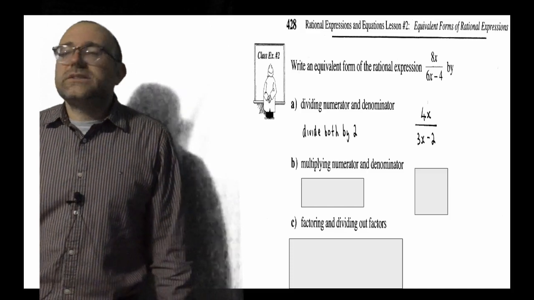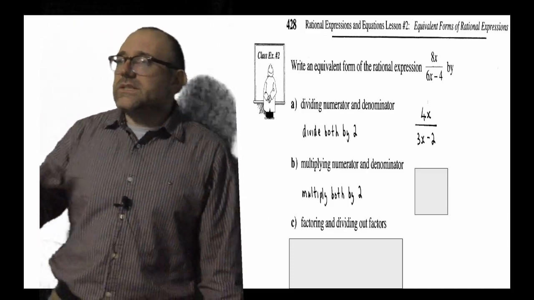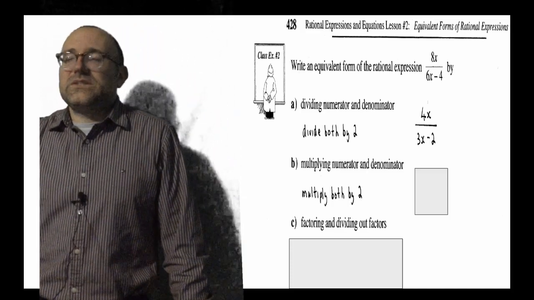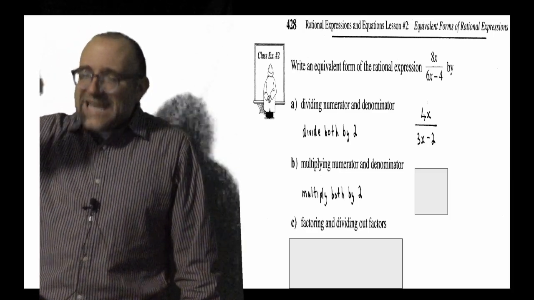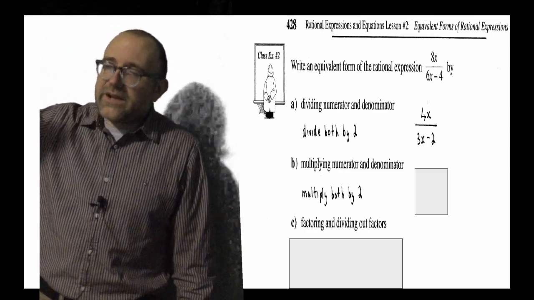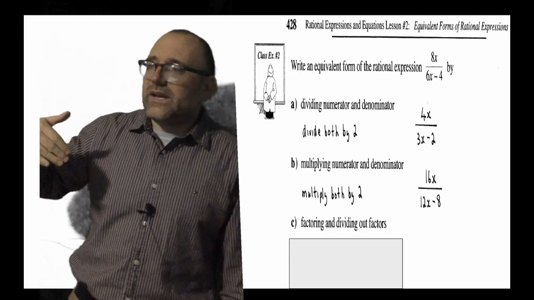Multiplying numerator and denominator, same thing. If I multiply by 2, what's going to end up happening is you're going to do 8x times 2, 6x times 2, negative 4 times 2. So hence the fact you get 16x over 12x minus 8.